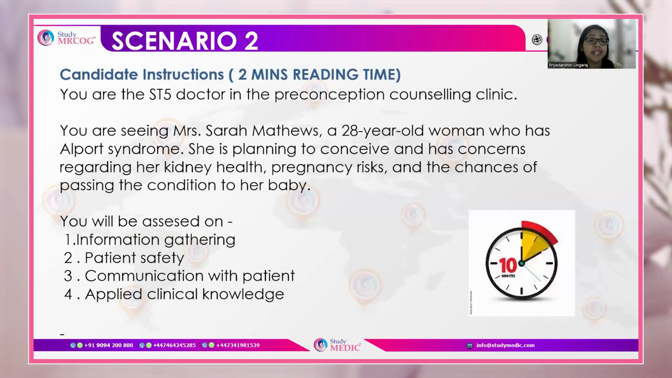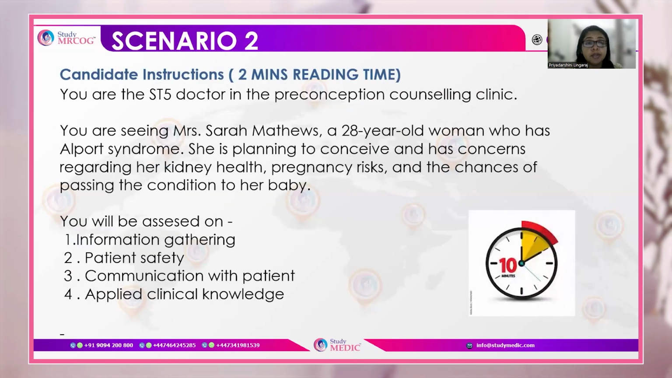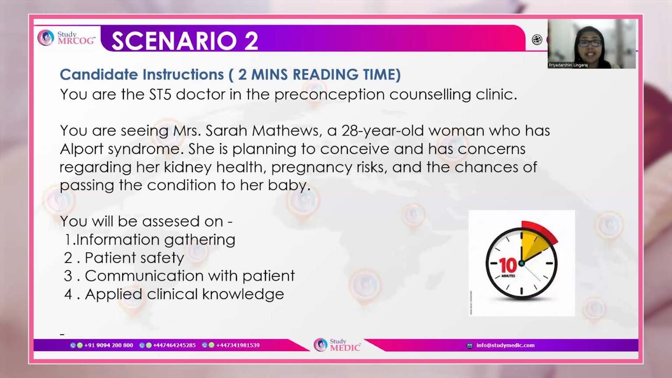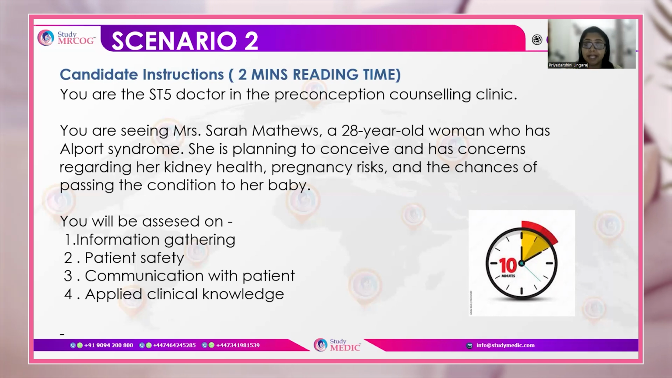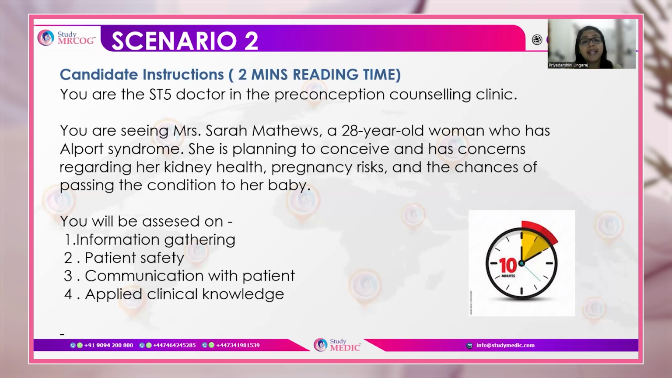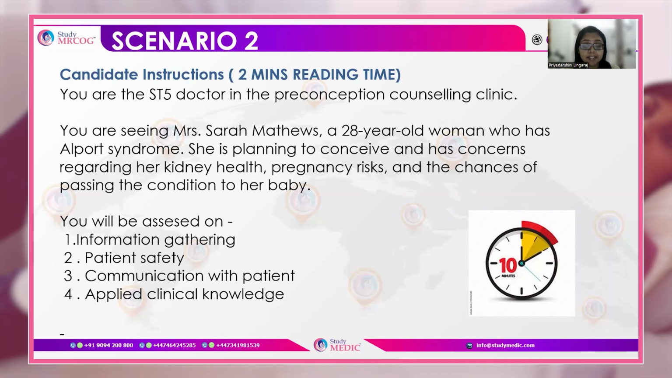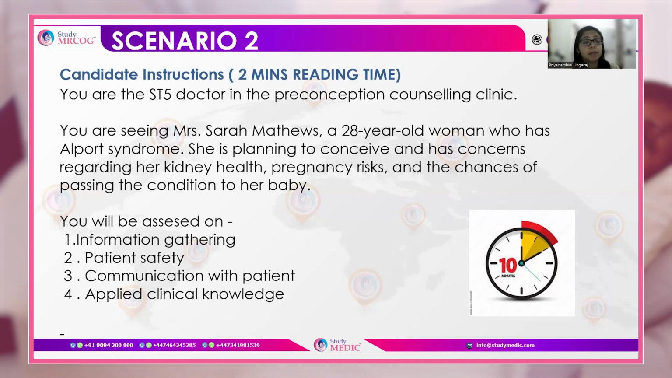Now, going on to the next scenario. The next scenario is you are an ST5 doctor and you're present in the preconceptional counseling clinic. You are seeing Mrs. Sarah Matthews, a 28-year-old woman who has Alport syndrome. She's planning to conceive. So this is preconception and she has some concerns. You are again going to be assessed on information gathering, patient safety, communication, and applied clinical knowledge.